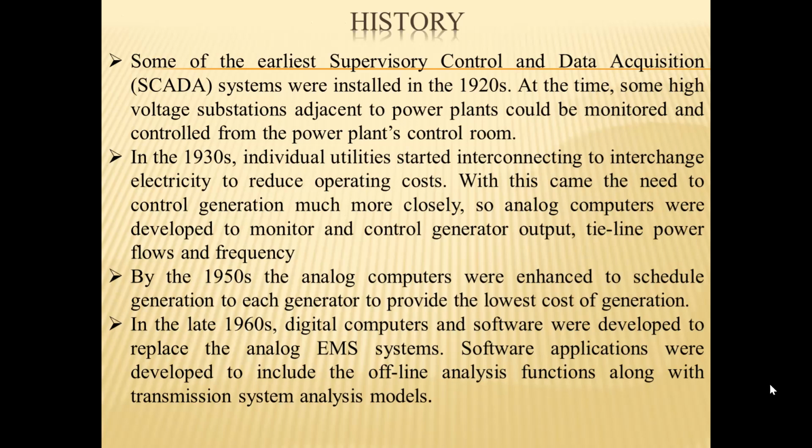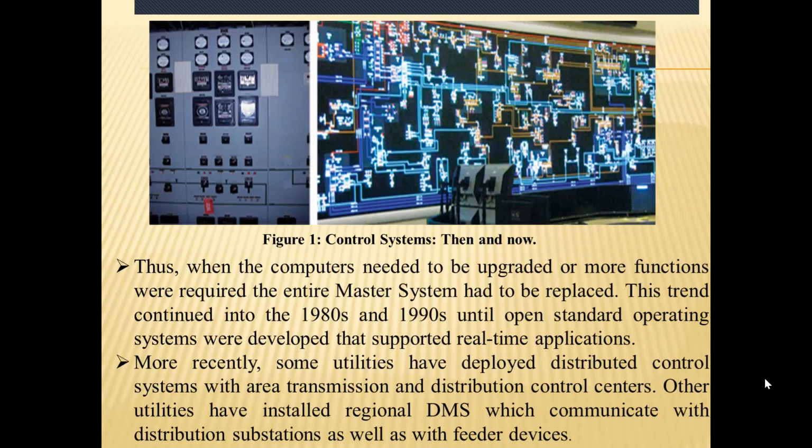So analog computers were developed to monitor and control generator output, tie line power flows and frequency. After that, in the 1960s, digital computers and software were developed to replace the analog EMS system. These are the two figures which show the old and the current control system.